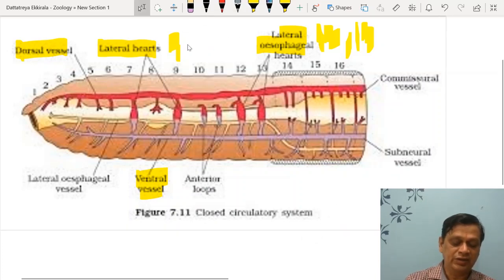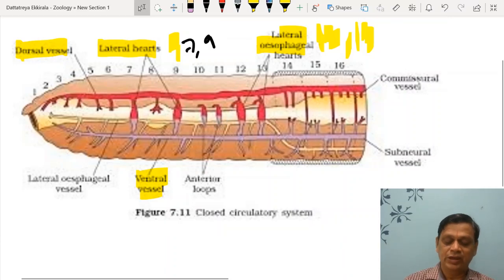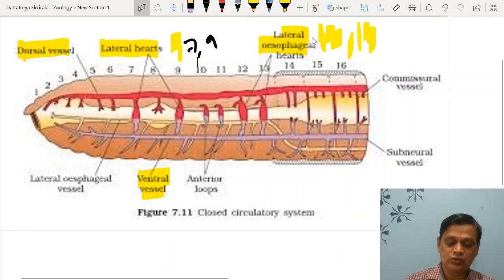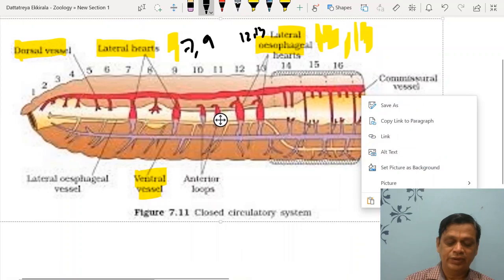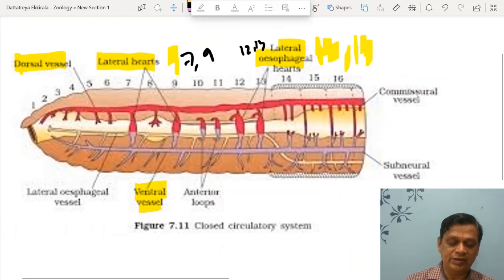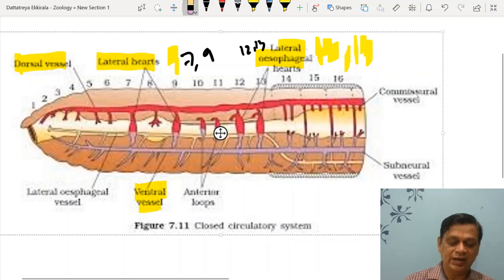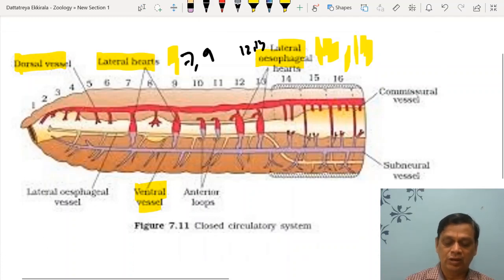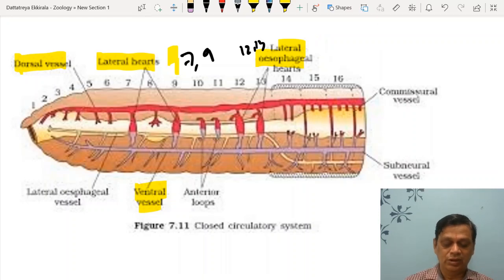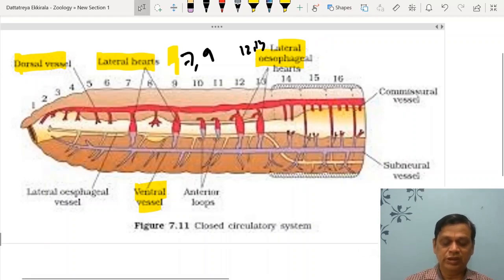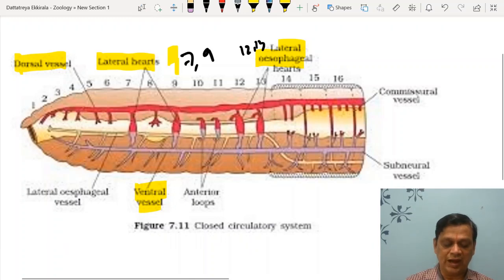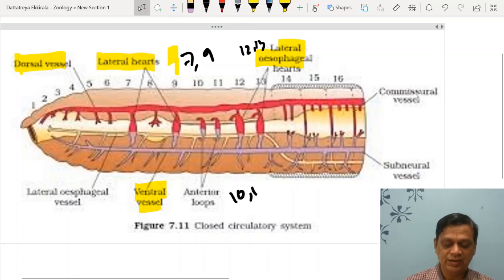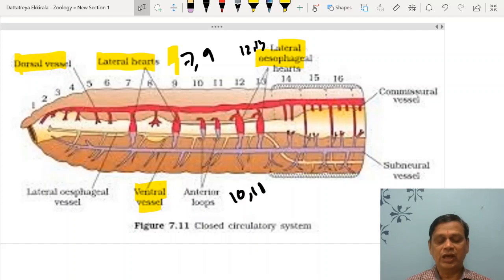So lateral hearts in 7 and 9. Lateral esophageal in 12 and 13 segments. And similarly, there will be anterior loops present, right? These anterior loops are connecting the lateral ends. The anterior loops can be seen in segments 10 and 11. So they are interconnecting lateral esophageal and supraesophageal.